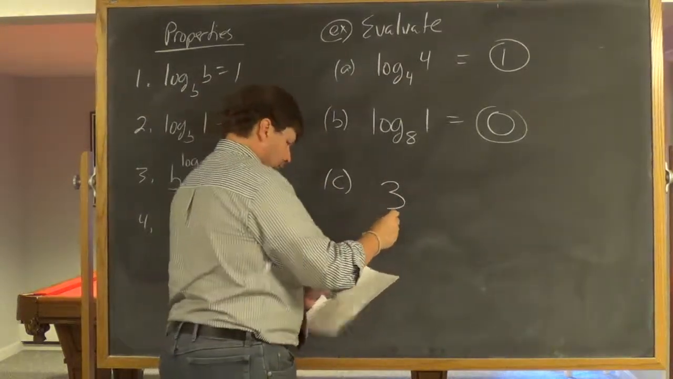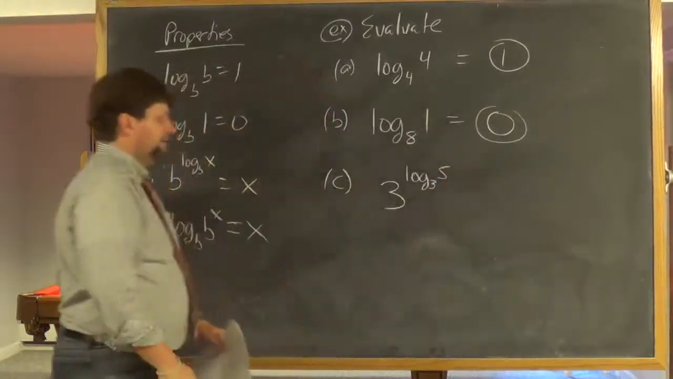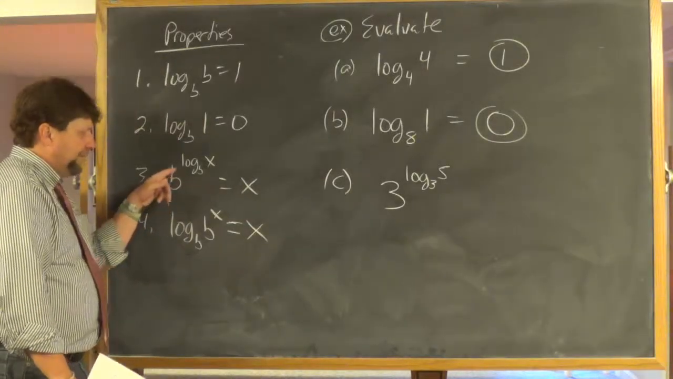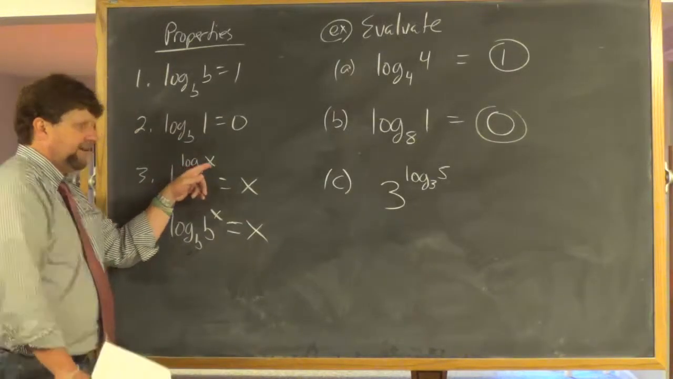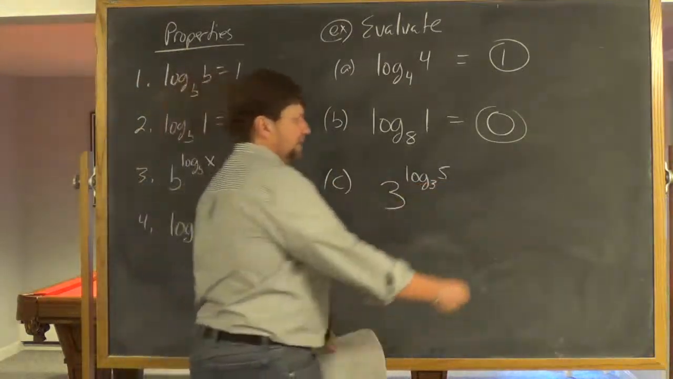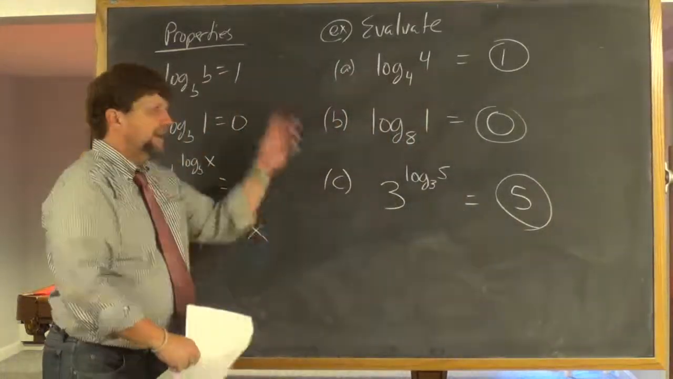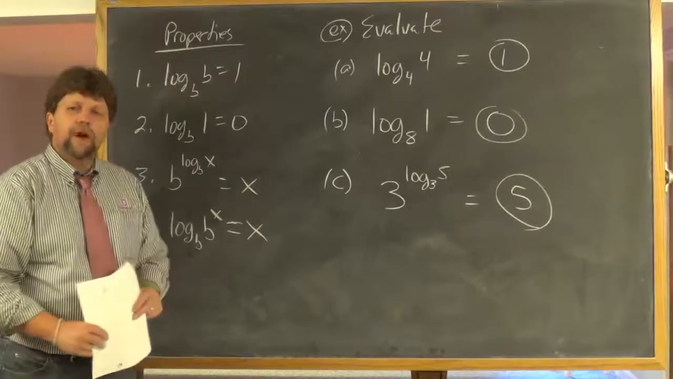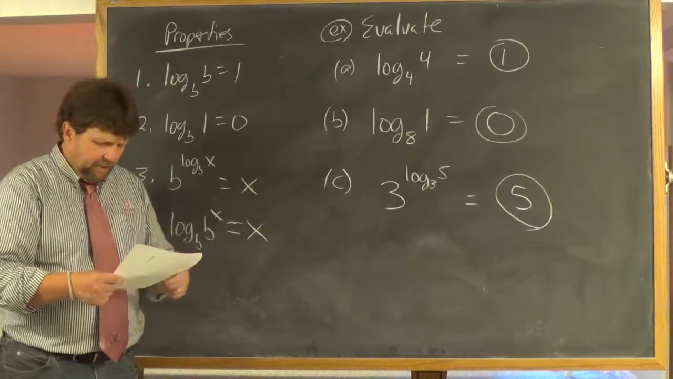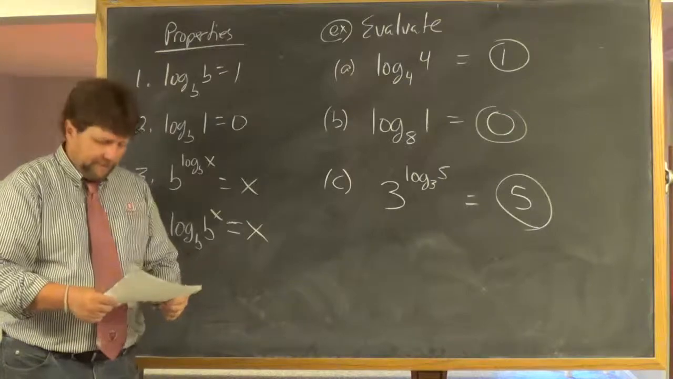3 raised to the log base 3 of 5. That kind of looks like property 3 here. That says b to the log base b of x. 3 to the log base 3 of 5 immediately simplifies down to 5. And there are some quick examples of how to use some of these properties of logarithms. You'll see some homework problems like this in your e-text, like 19 through 26, I believe.